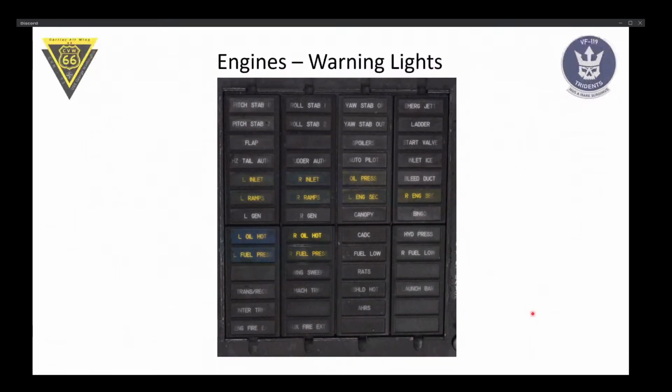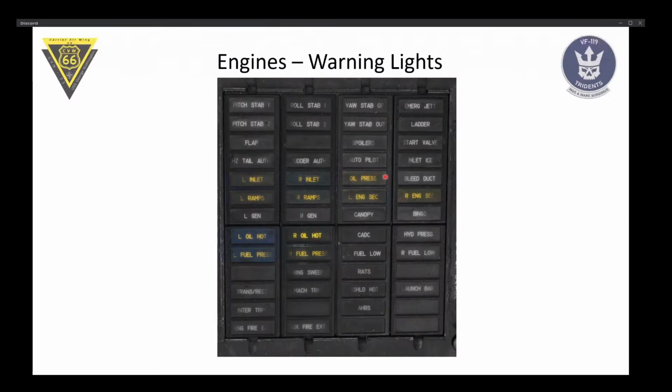Let's take a look at the warning lights that are associated with the engines. Here are the left inlet and right ramps. Left inlet lamps say that there's something wrong with the AICS controller, which is also a computer. And the ramp lights basically says that the ramp position disagrees with the commanded position. So basically some kind of mechanical fault within the ramp system, among other things. Basically they can mean a lot, but these are the most practical ones.